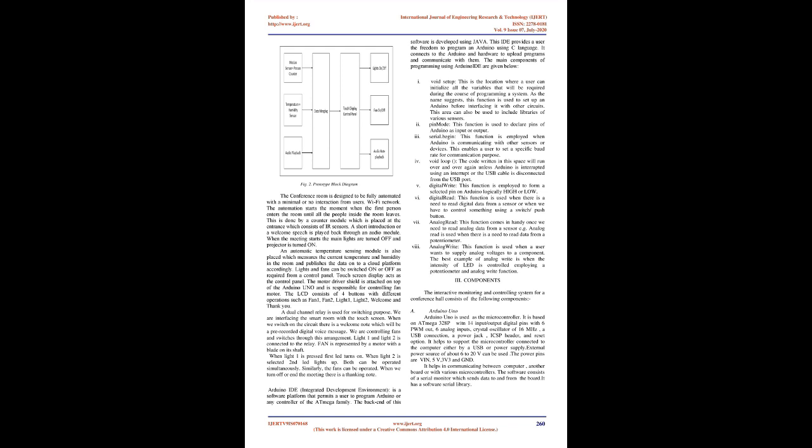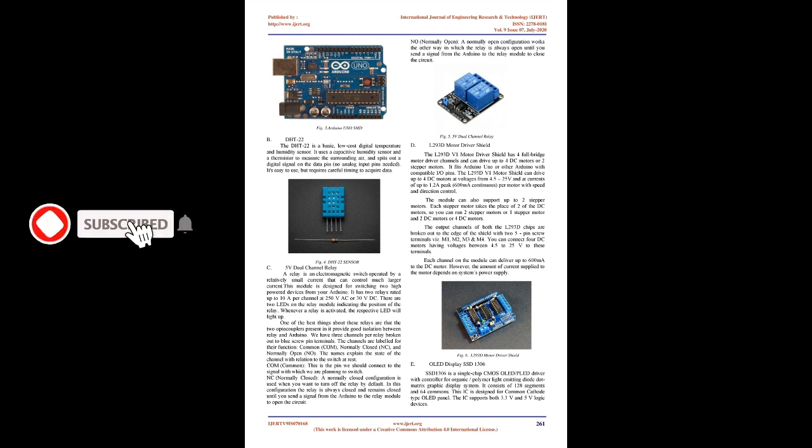1. Void setup: this is the location where a user can initialize all the variables that will be required during the course of programming a system. As the name suggests, this function is used to set up an Arduino before interfacing it with other circuits. This area can also be used to include libraries of various sensors. 2. pinMode: this function is used to declare pins of Arduino as input or output. 3. Serial.begin: this function is employed when Arduino is communicating with other sensors or devices. This enables a user to set a specific baud rate for communication purpose.